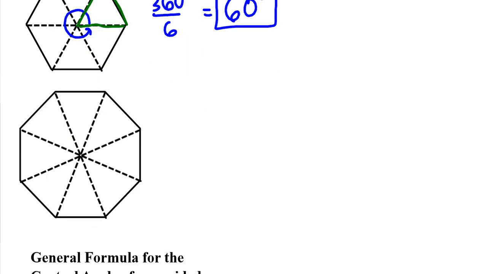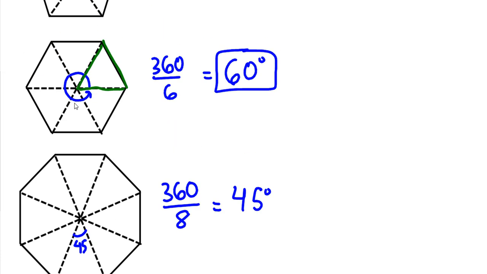Octagon, there are 8 in there, so this would be 360 divided by 8. 360 divided by 8 gives me, that makes sense, a 45-degree angle. So each of these would be a 45-degree angle. Each of these right here would be a 60-degree angle. Let's use colors. So there's 60.